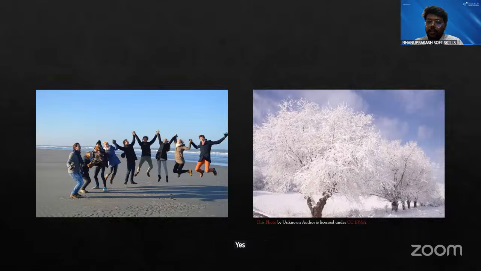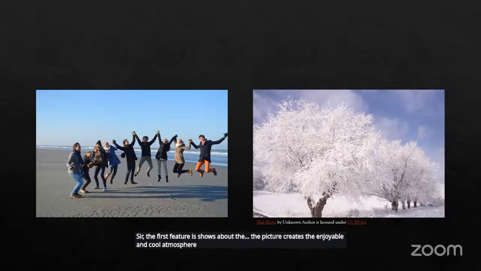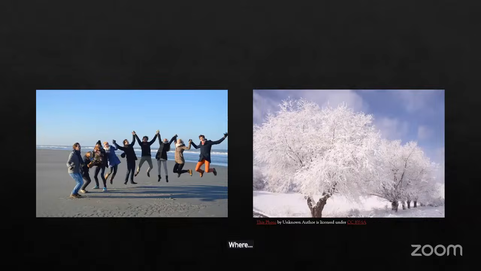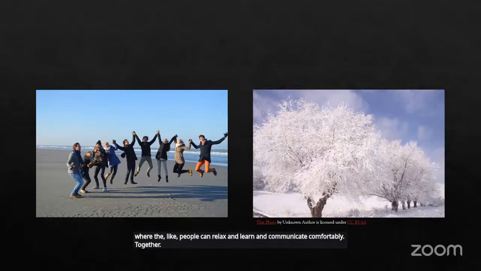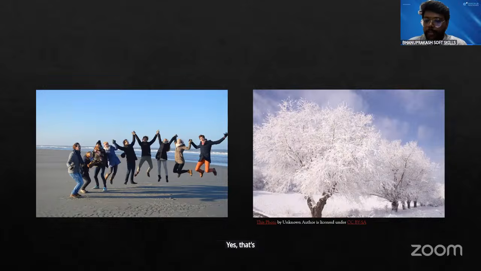Yes, Sharanya. So the first picture creates an enjoyable and cool atmosphere, and the second picture is similar to a hill station, with an environment that gives a calm and refreshing feeling, where people can relax, learn and communicate comfortably together. They create a mood of cool relaxation, fresh thoughts and positive energy, just like a pleasant climate surrounded by comfort and peace, sir. Yes, that's great. Great explanation.